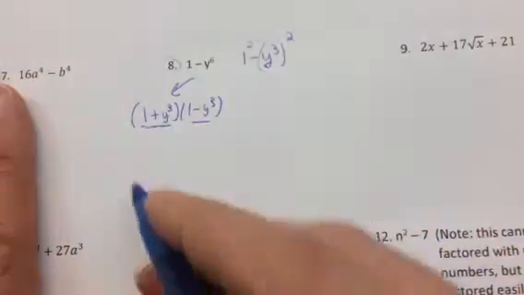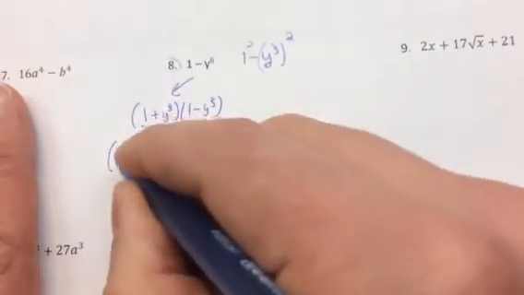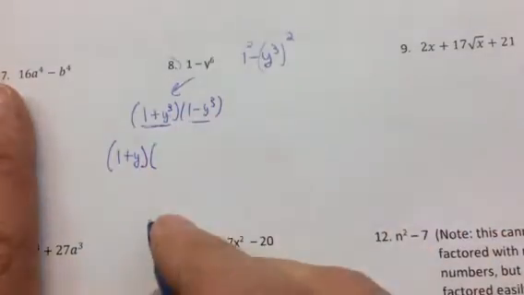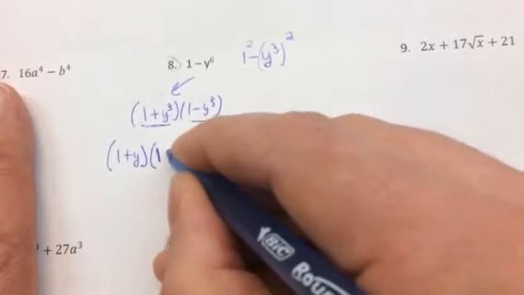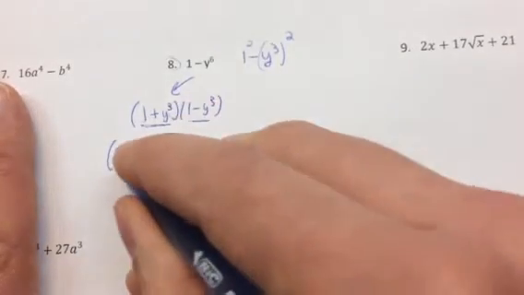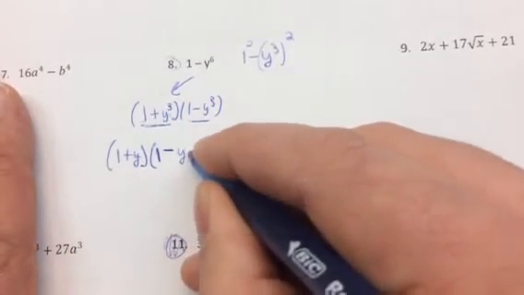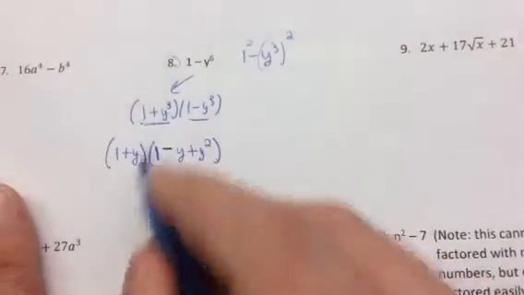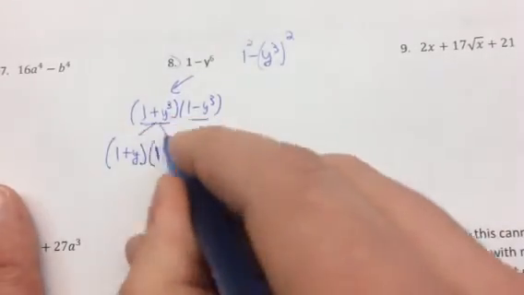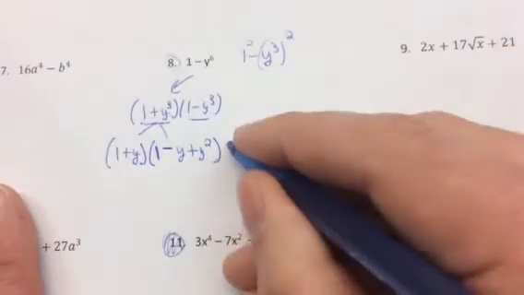This is 1 cubed plus y cubed. The sum of 2 cubes is 1 plus y times 1 squared, which is 1, minus 1 times y, which is y, plus y squared, plus the last one squared. So you should know these formulas. That's what this breaks up into. This is the difference of 2 cubes.